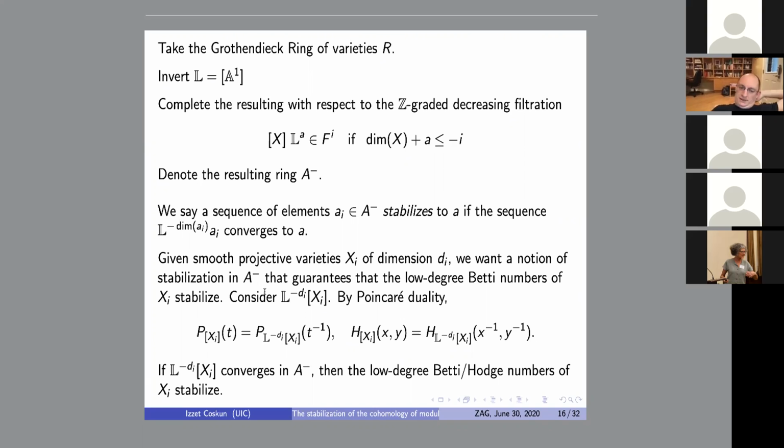Now, if you're looking at L^(-d_i) X_i, by Poincaré duality there is a relation between the Poincaré polynomial for X_i and the Poincaré polynomial of L^(-d_i) X_i. What is d_i? d_i is the dimension of X_i. This is just the expression of Poincaré duality.